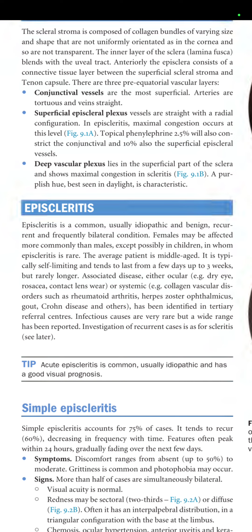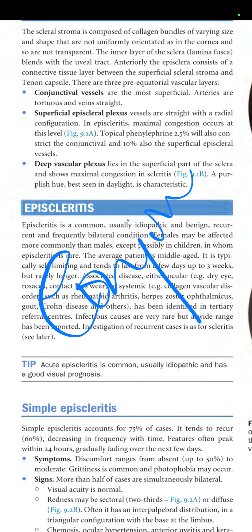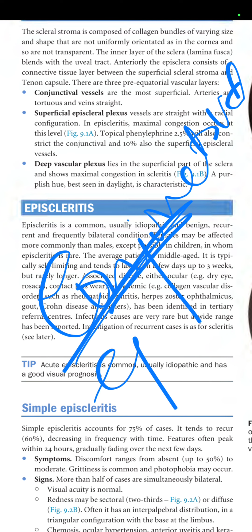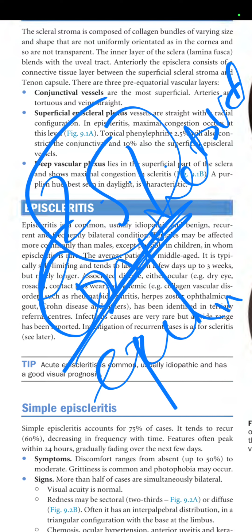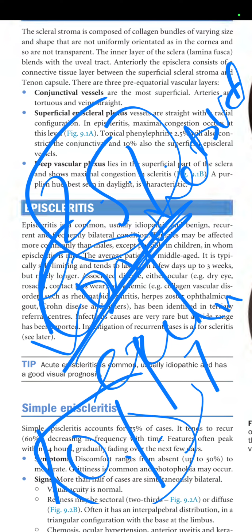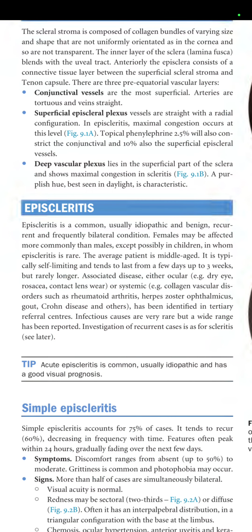Whenever there is congestion and you do not know whether it is conjunctival or episcleral congestion, you can use topical phenylephrine 2.5%. If the vessels constrict, it means that it was a conjunctival congestion. But if they do not constrict, it means episcleral congestion. But the 10% phenylephrine will also constrict the episcleral plexus.